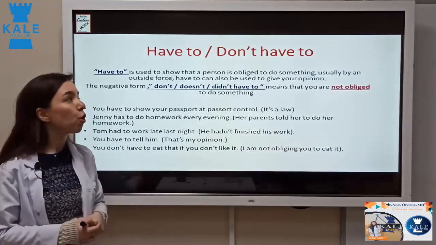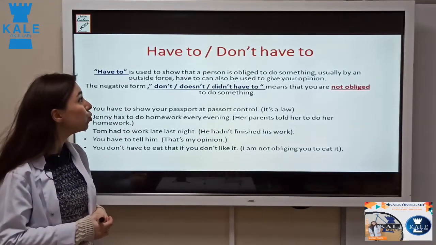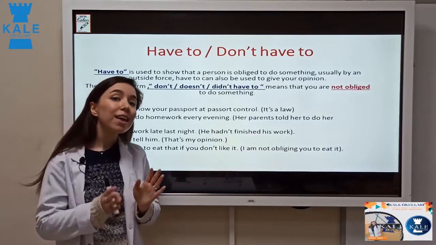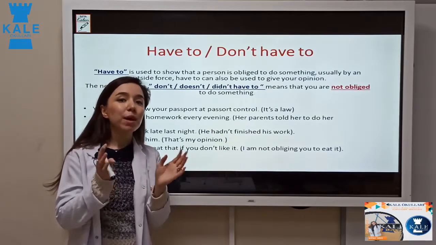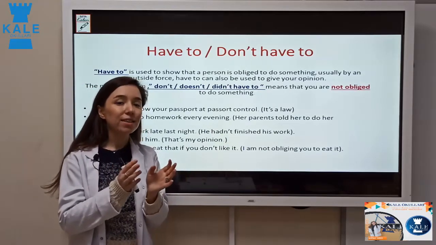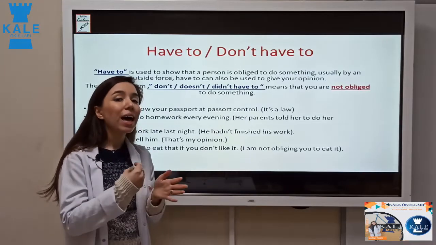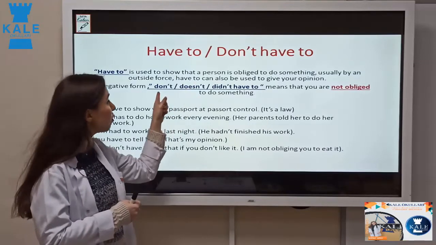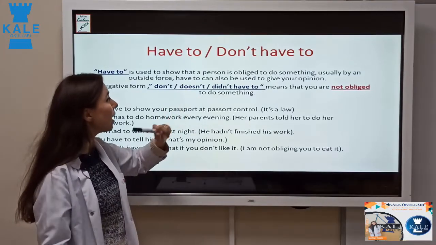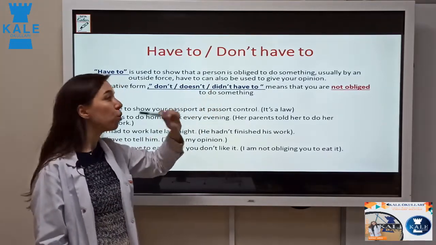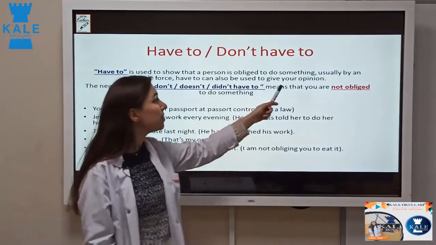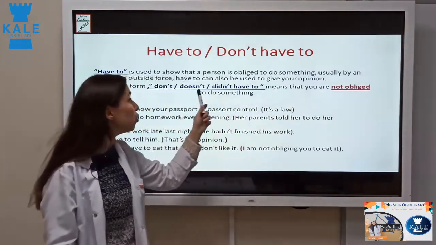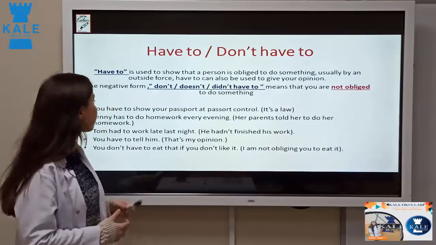What is the negative form? The negative form of have to is not haven't to, yes? Please, some of the students sometimes make mistakes by writing haven't to. Haven't to is not the negative form of have to. The negative form of it is don't have to, doesn't have to, or for the past form, didn't have to. It means that you are not obliged to do something.